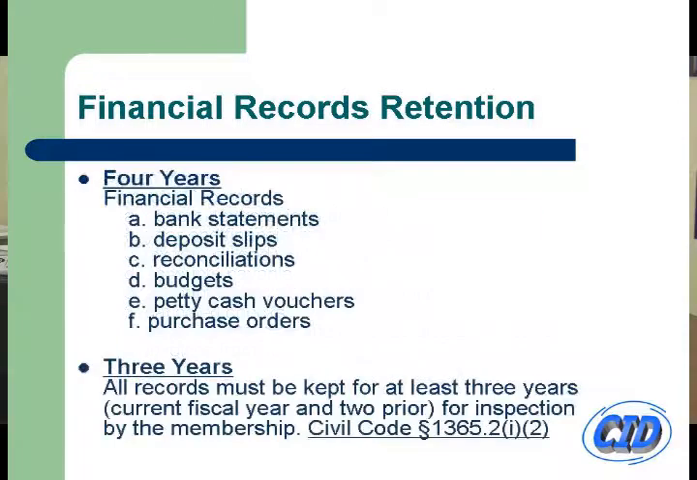Now here you see for 4 years, you'll have your financial records like bank statements, the deposit slips and so forth. Those you need to keep for 4 years. But for sure, for 3 years, you need to keep all of the records for the current fiscal year and your 2 prior years for inspection by the membership as per the California Civil Code. So that's pretty much it in terms of what's required of you as the association treasurer.